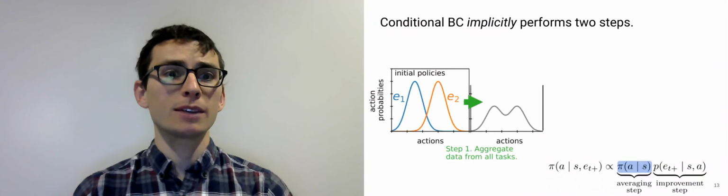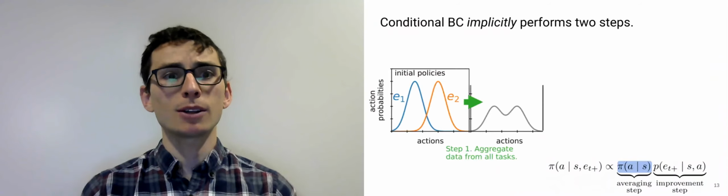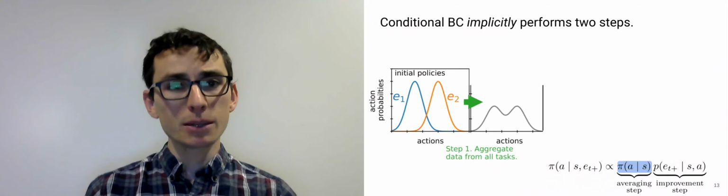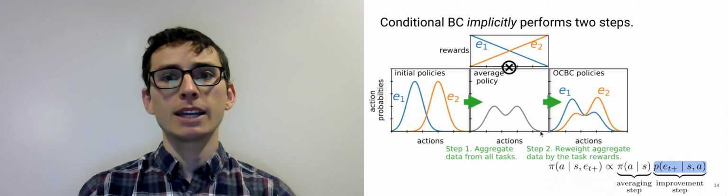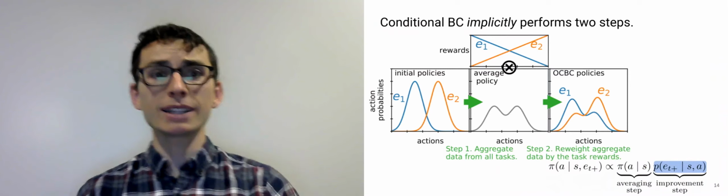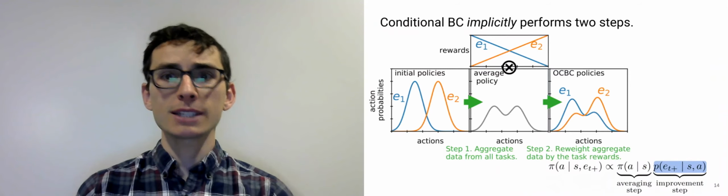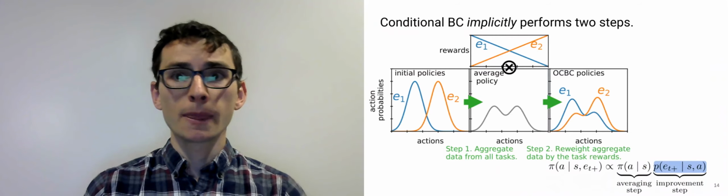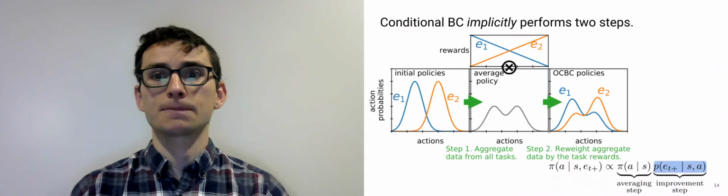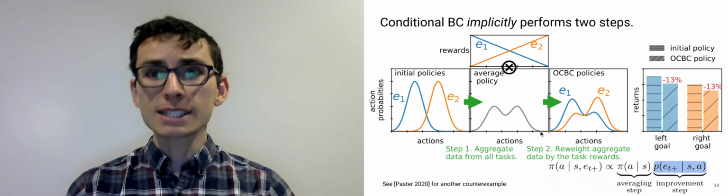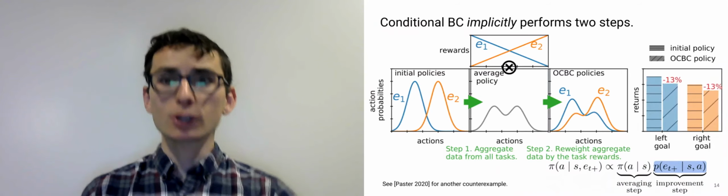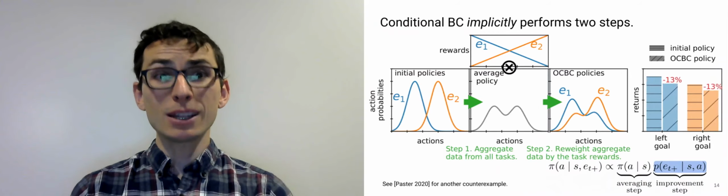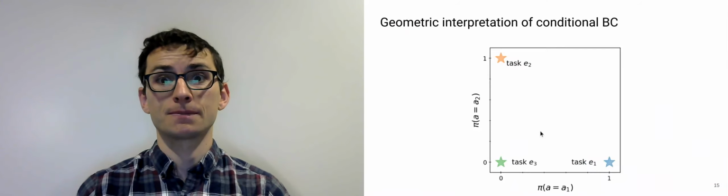In a simple example, we have two tasks and we have two policies, and each policy is a distribution over actions. The averaging step corresponds to computing a mixture of these two policies. And the improvement step corresponds to reweighting this mixture by the task reward. For example, the rewards for task 1 are higher for small actions, and so we increase the likelihood of those small actions. Now, for this example, we see that the rewards after conditional behavioral cloning are actually lower than those of the initial policy. Behavioral cloning is worse than doing nothing.